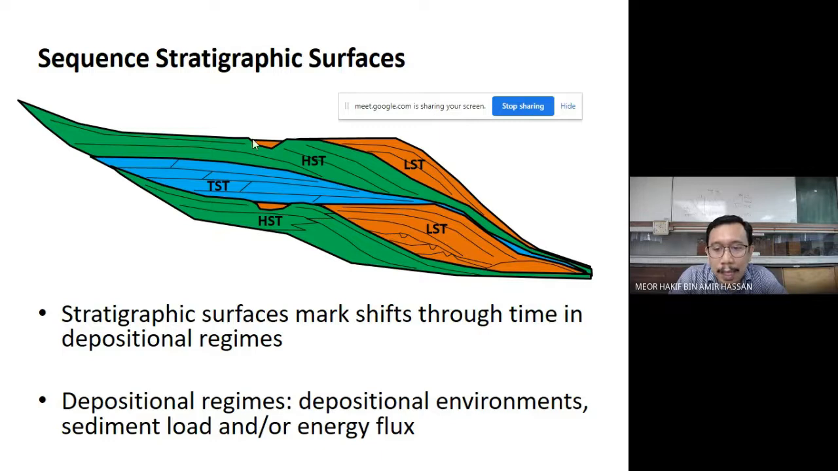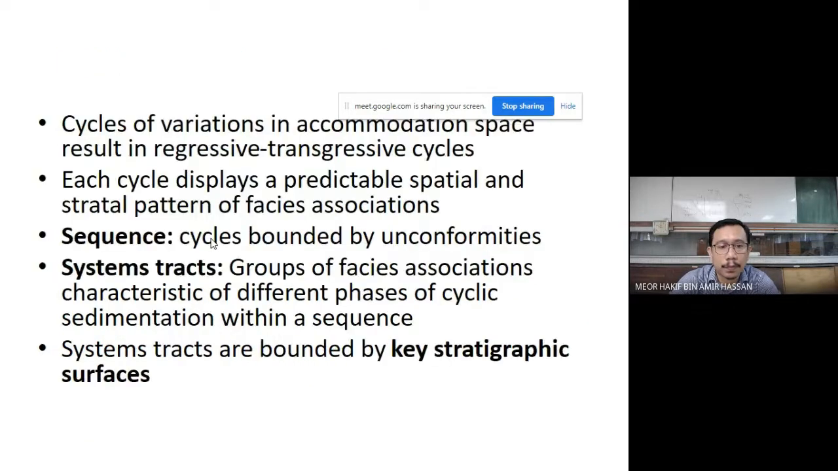Now, we've looked at the general pattern inside the stratigraphy of a sequence, right? Now, today, I want to talk about the surfaces bounding the different systems tracts. Okay, so we want to look at these, what we call key stratigraphic surfaces. Ini permukaan-permukaan stratigrafi yang utama, kunci dia, right? And these surfaces, they bound the systems tracts. Dia jadi sempadan di antara systems tracts kita. So let's look at the key stratigraphic surfaces.